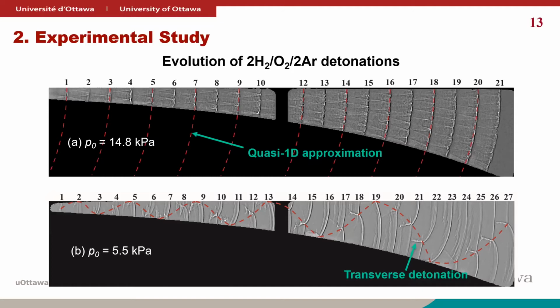However, when the initial pressure is decreased, the cellular structure is enlarged, and near the propagation limit, as shown in figure B, detonations propagate in a single-head manner, organized with a transverse detonation.